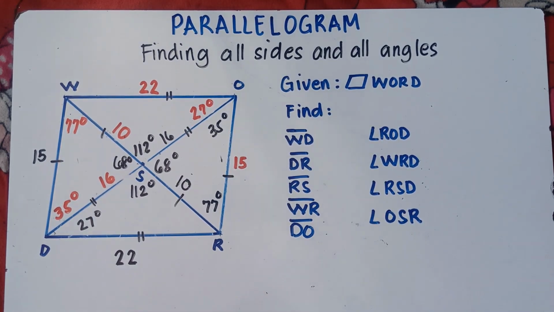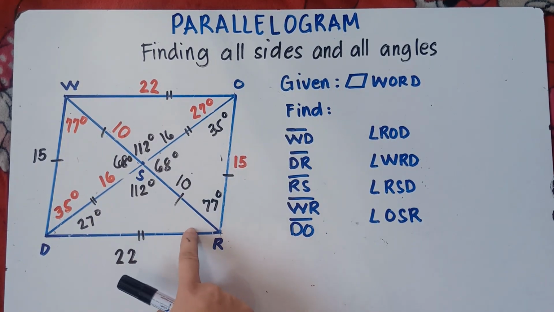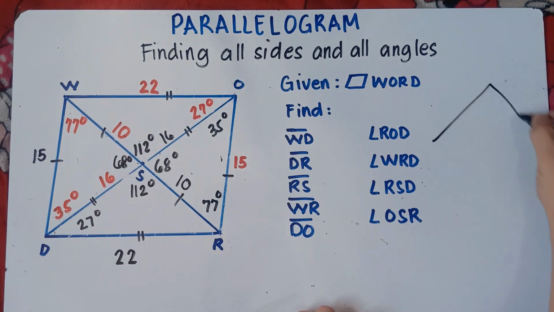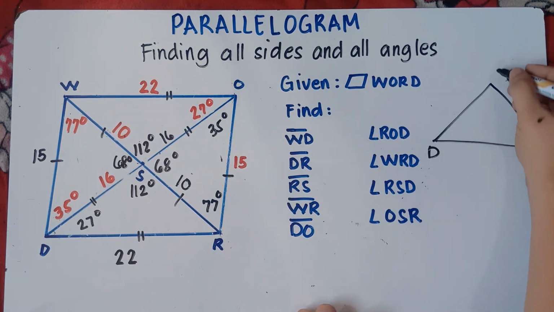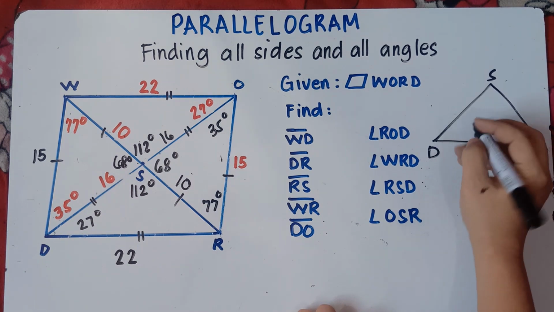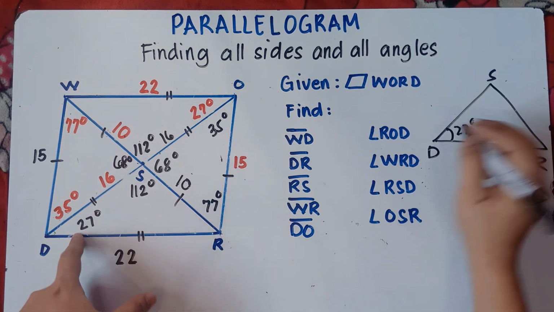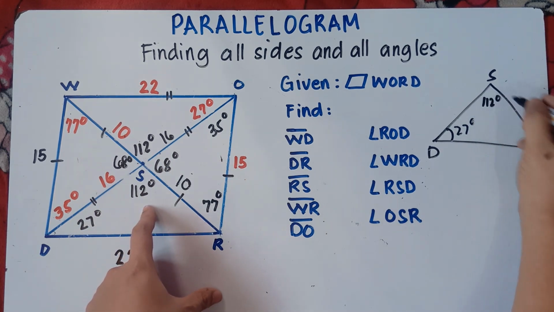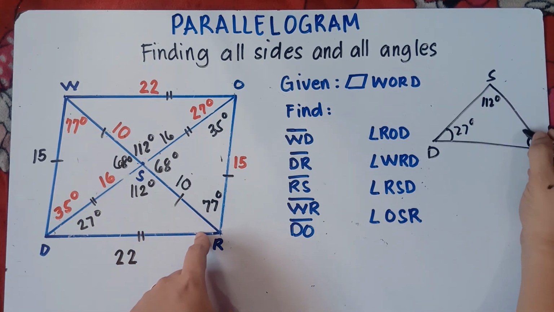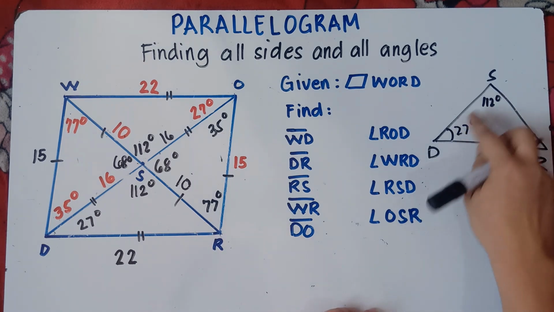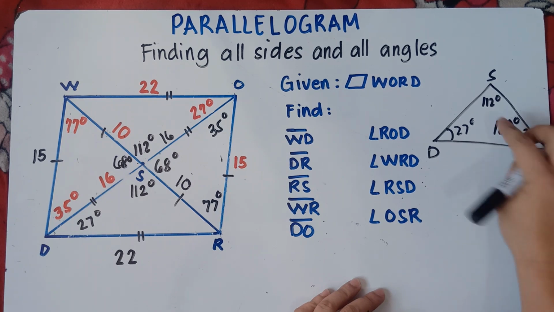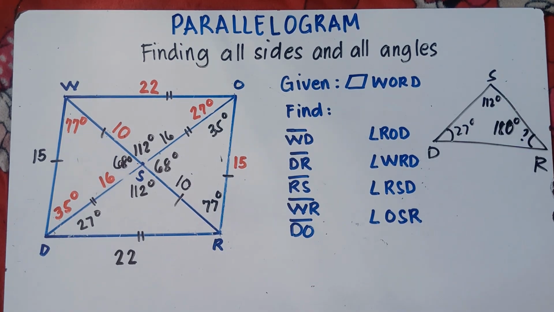So we're almost done. So the last angle here, with regards to this one. So we have a triangle. Let me draw this one. We have D, S, R. Angle D is 27 degrees. In this triangle, class, angle S is 112 degrees. And we don't have angle R. So once again, in a triangle, the sum of interior angles should be equal to 180 degrees.